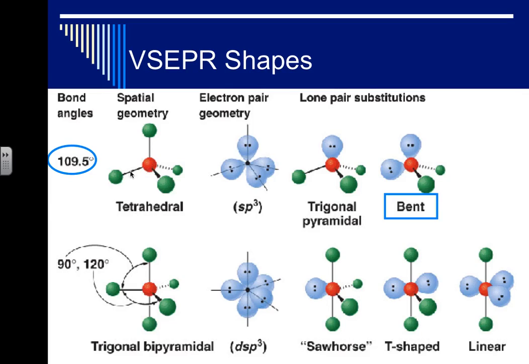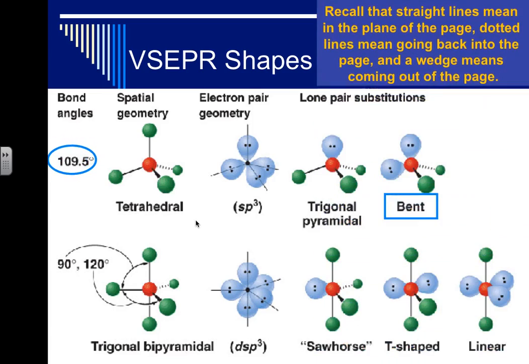Like, for instance, when you look here, you see a straight line, and you see a straight line, and you see a dotted line, and then you see something that's called a wedge. And what you want to understand, yeah, I'll get to the bent thing in a second. Sorry, the animation, this is what I want. So recall, this is something you should have learned before. A straight line means that you're in the plane of the page.